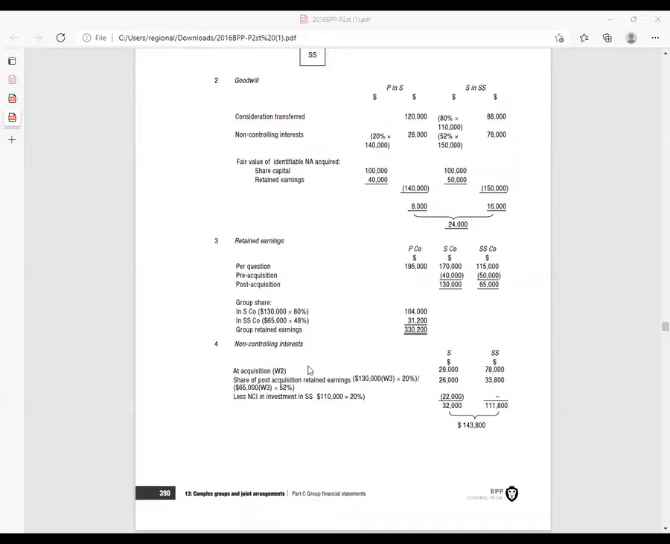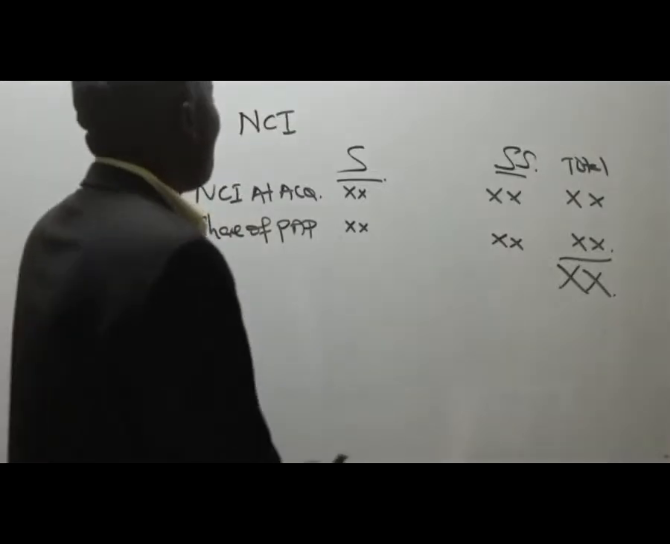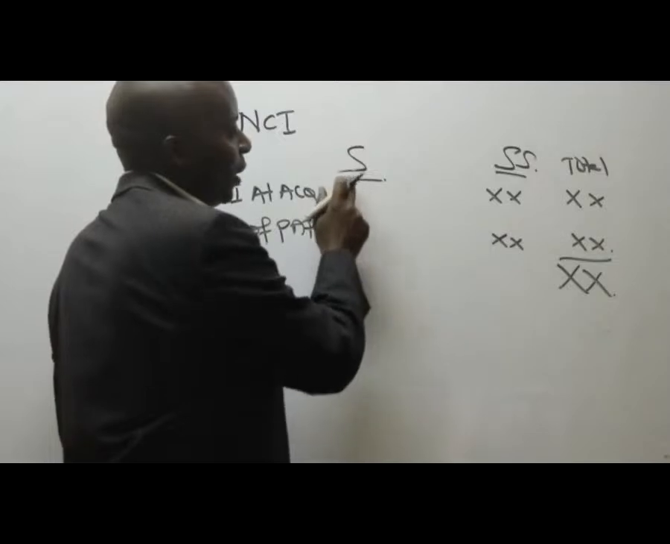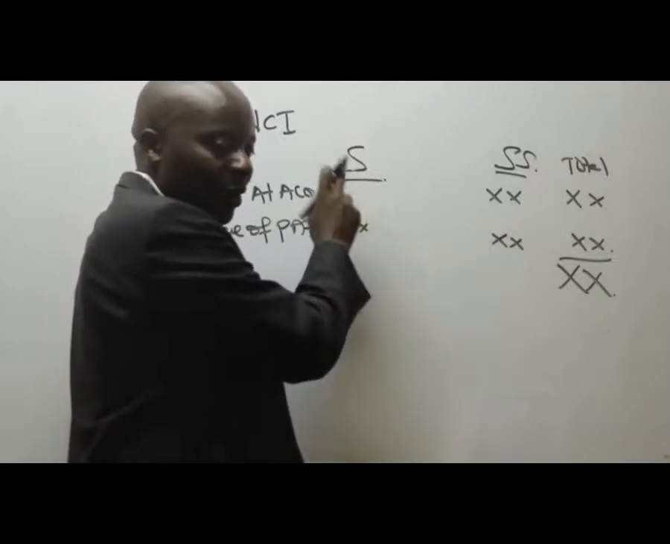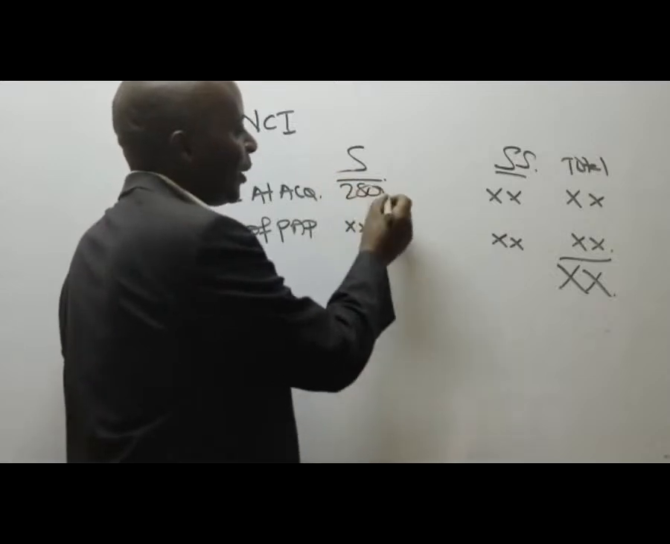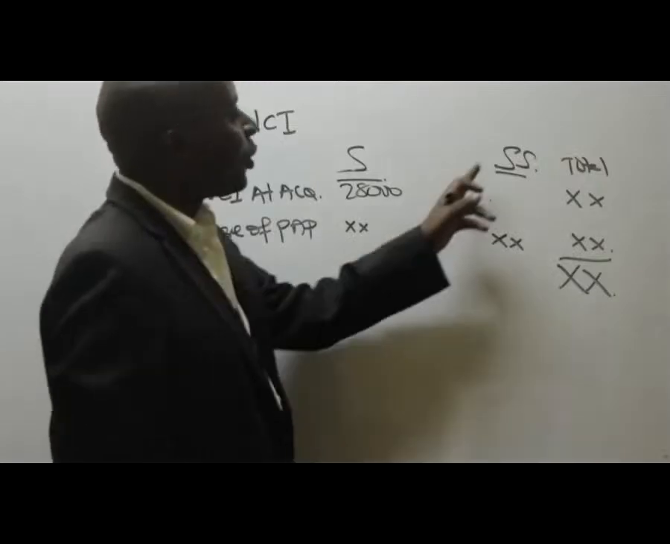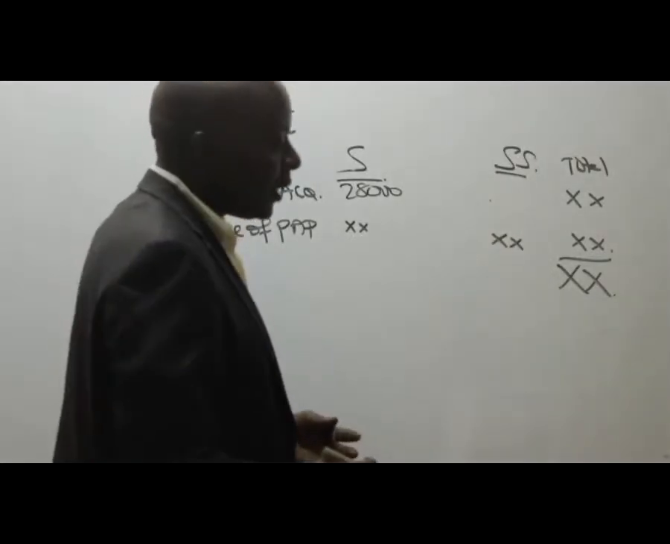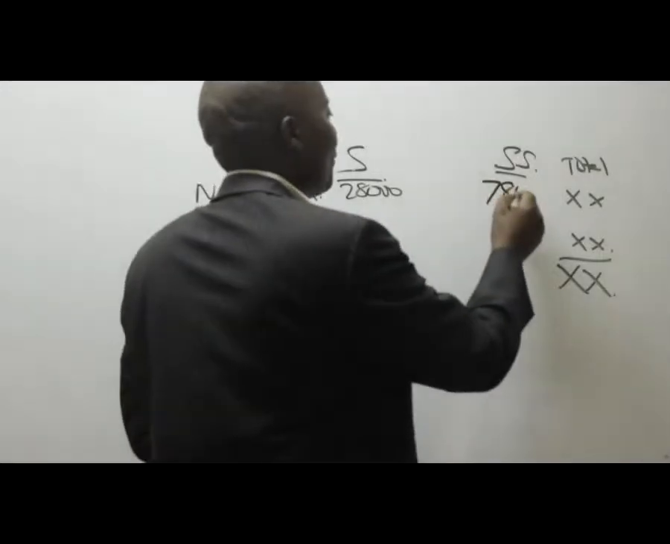So the NCI that we used in computing our goodwill, NCI at that point was how much? Somebody please talk to me. The NCI for S was how much? 28,000. Thank you very much. How about this one here? The NCI we used to find the goodwill of SS was how much? 78,000, right? Thank you very much.